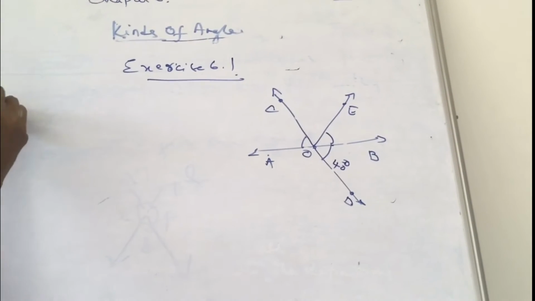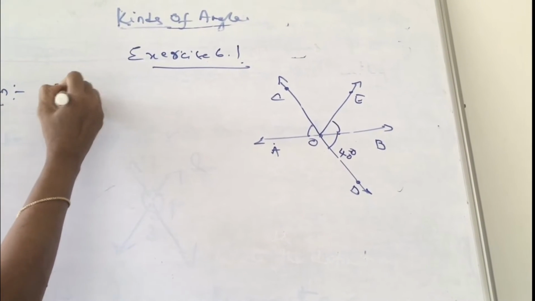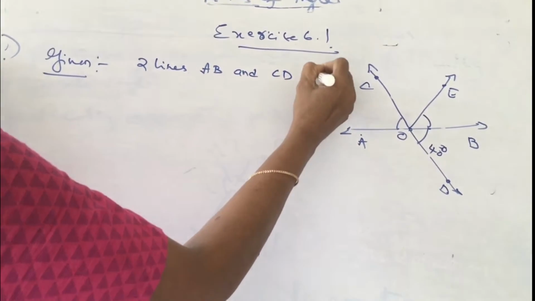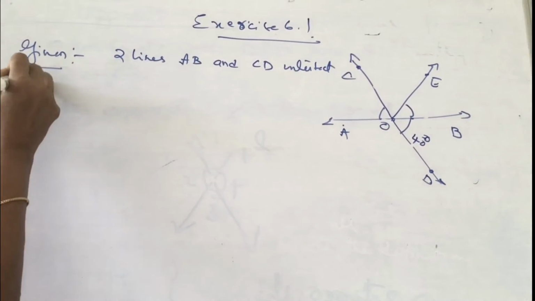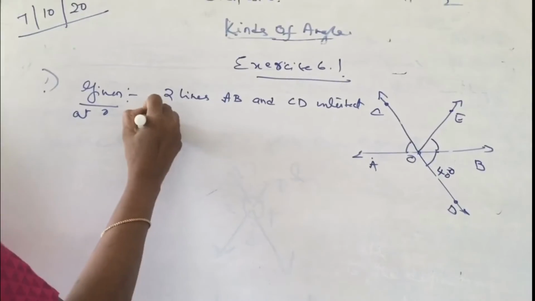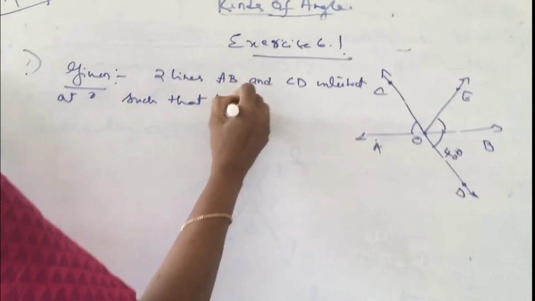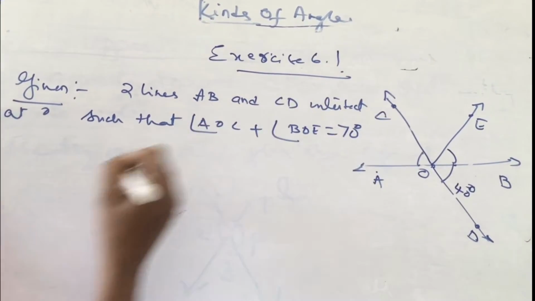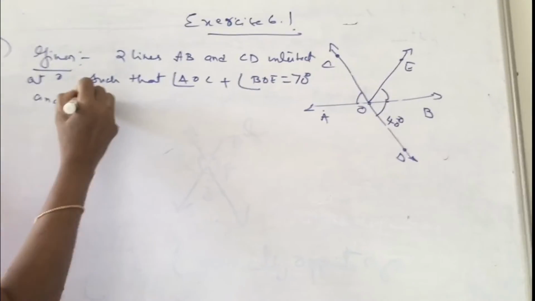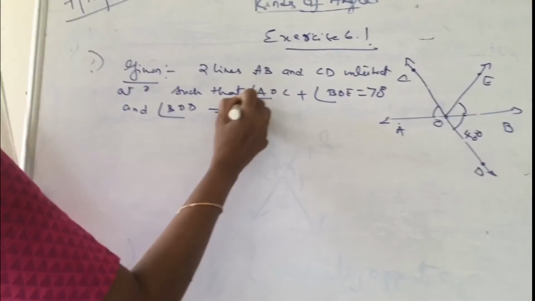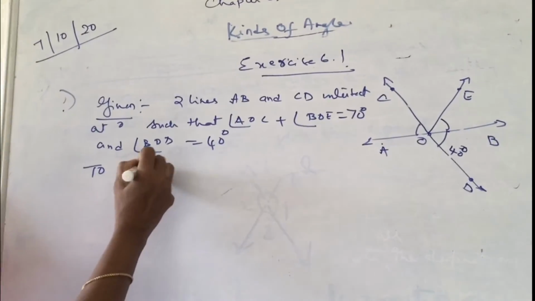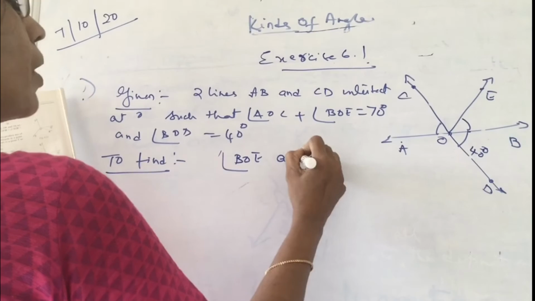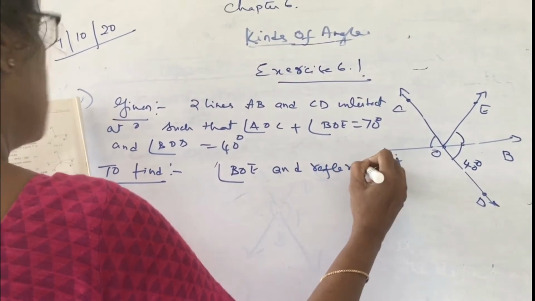I have been telling you, children, first given. Two lines AB and CD intersect at O such that what are equal? Angle AOC plus angle BOE is equal to 70 degrees and angle BOD is equal to 40 degrees. To find, what did they ask you to find? Angle BOE and reflex angle COE.